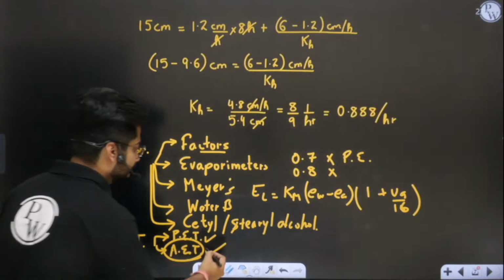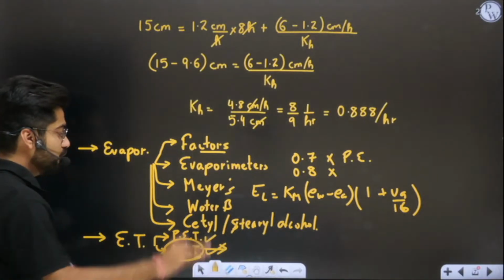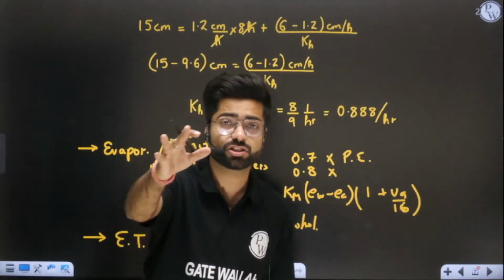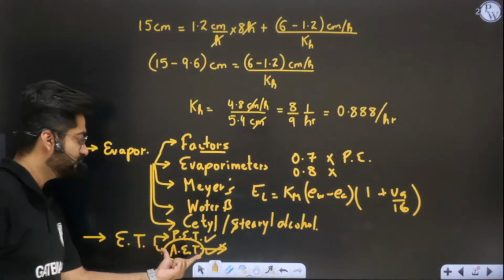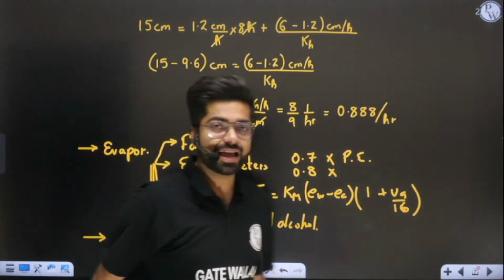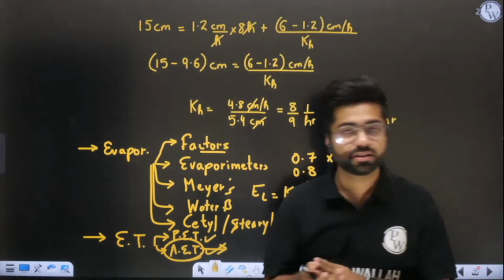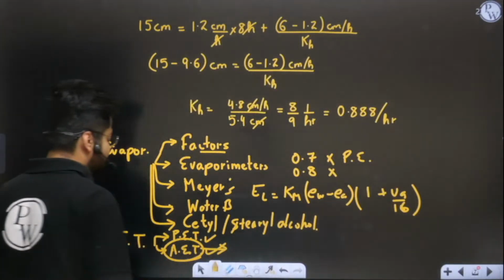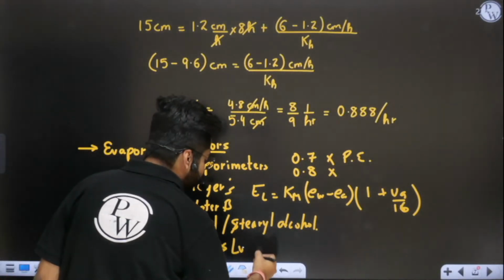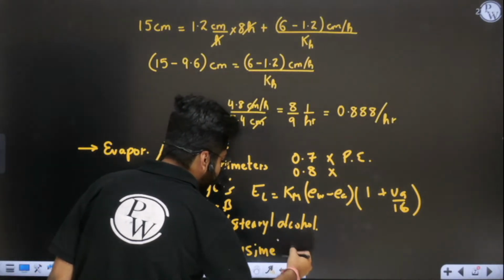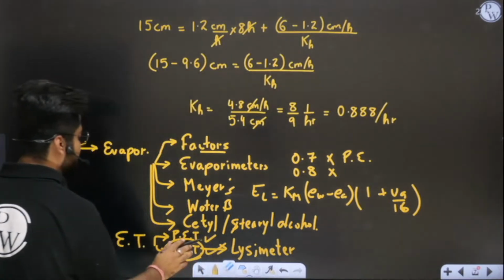Can you name the meter with the help of which we measure actual evapotranspiration? This is an important question. It will be asked in the GATE examination. Everyone kindly comment. Yes, great, Sushil. The meter is the lysimeter. Yes, lysimeter is the one. I hope you remember it.